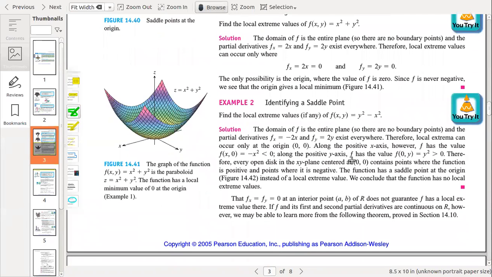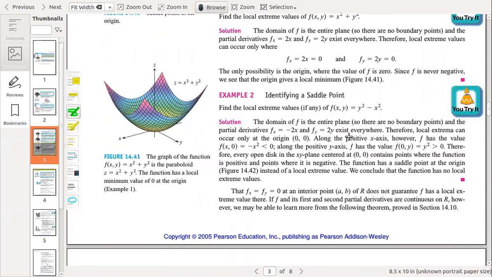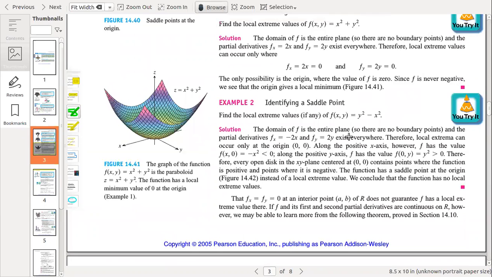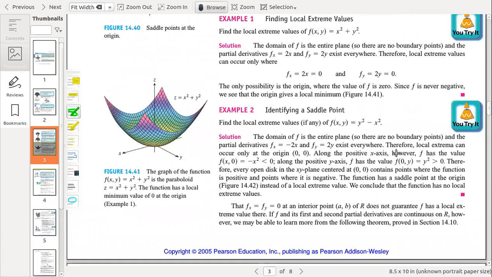Identifying a saddle point, so how can we identify it? Find the local extreme values, if any, of f(x,y) = y² − x². The domain of f is the entire plane, so there are no boundary points, and the partial derivatives are −2x and 2y. They exist everywhere. Therefore, local extrema can occur only at the origin.